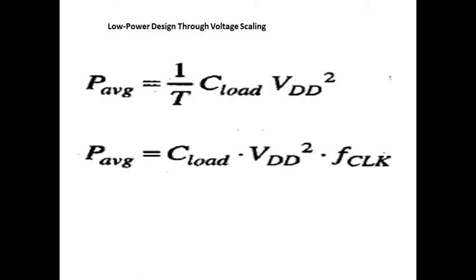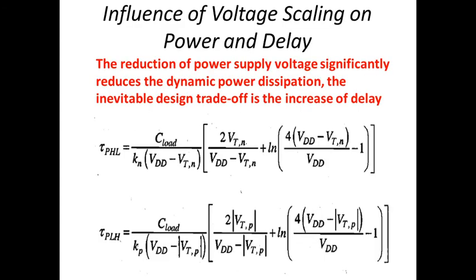So now the next part is low power design through voltage scaling. As I told you, your average power dissipation, that is your dynamic power dissipation, is directly proportional to the supply voltage squared. So if you reduce the supply voltage, the power dissipation will definitely reduce. But if you go for this voltage scaling, it will affect your power and delay. The reduction of power supply voltage significantly reduces the dynamic power dissipation. The inevitable design trade-off is the increase in delay. I told you that there is a trade-off.